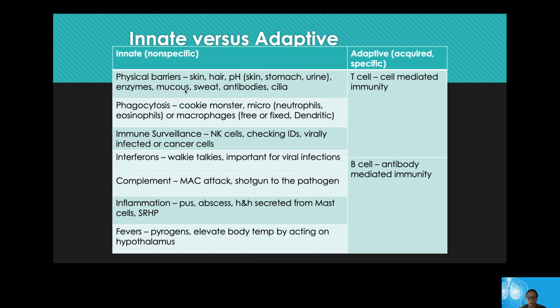Now, in addition to the physical barriers, the second type of innate immunity is going to be the phagocytes. There are two types of phagocytes: microphages, like the neutrophils or eosinophils, that will eat or absorb something. They kind of act like cookie monsters in the human body, eating all the pathogens and picking up any of the debris. Microphages are smaller, but macrophages are larger ones, and those can be free or fixed macrophages. Some examples include the alveolar macrophages in the lungs, or maybe the Langerhans cells in your skin, or even things like the microglia up in your brain.